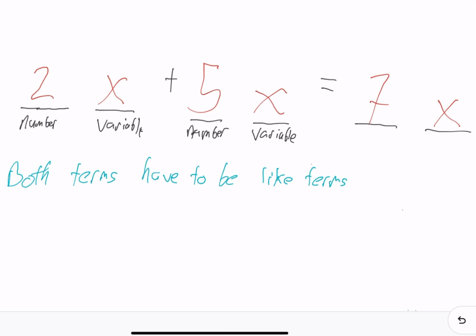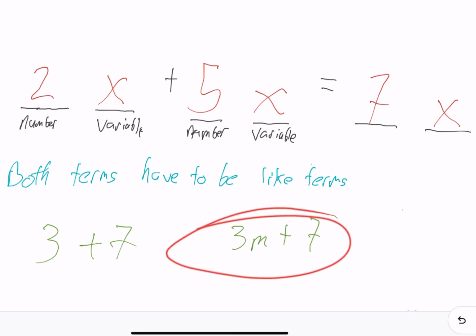So again, the key thing you need to remember is if you're adding or subtracting, they have to be like terms. They have to have the same variable. That goes for if you don't even have a variable. Let's say you've just got 3 plus 7. You can add these together because they don't have variables, so they are like terms. Let's say you had 3m plus 7. Could we add these together? No, we could not, because this doesn't have an m in it, and so they're not like terms.